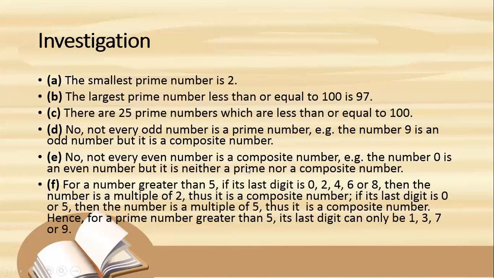Not every even number is a composite number. This is also a misconception, because the numbers 0 and 2 are both even numbers, but they are neither prime nor composite.